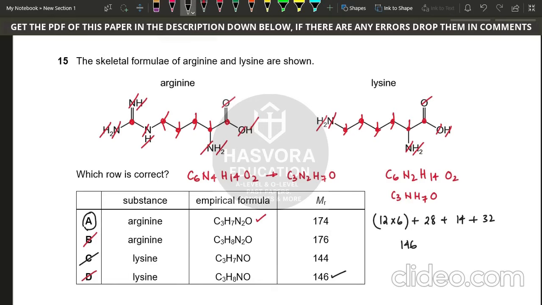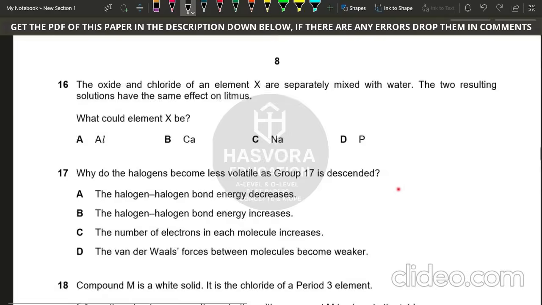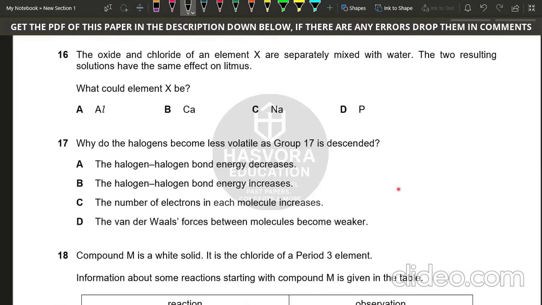Okay, but we can just still calculate it. So it was actually 12 into 6 as well, plus 14 into 4, plus 14 hydrogen atoms, plus 2 oxygen, so it will be 32. So 12 into 6 plus 14 into 4 plus 14 plus 32, it is 174. Okay, so it is 174, so this means A is the correct answer. Let's move on to question number 16.